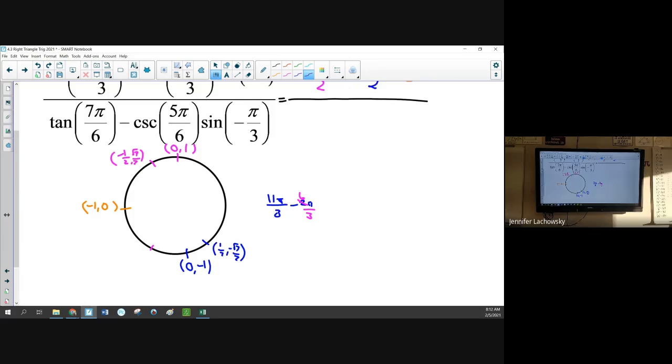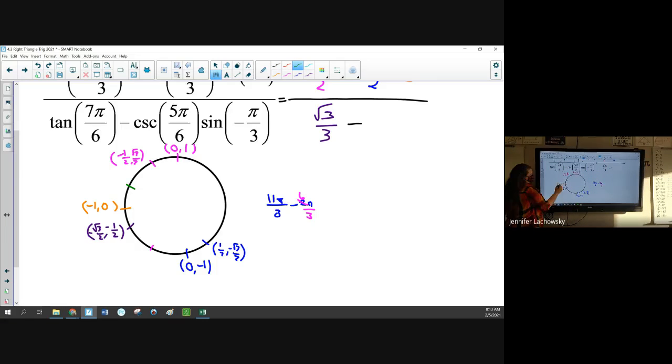7 pi over 6, where's that? What quadrant? Okay, so in the 210? Yeah? Okay, so that's 1/2, that's square root of 3 over 2. Those are both negative. So tangent is what over what? Sine over cosine, which makes that what? Negative or positive? Good. And you said square root of 3 over 3? I agree. Okay, minus. I need cosecant of 5 pi over 6.